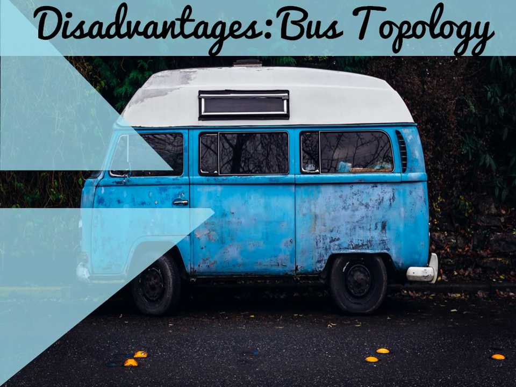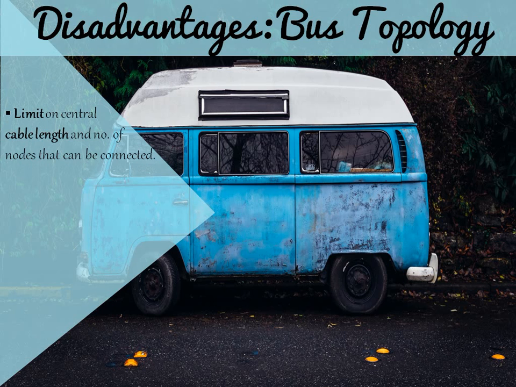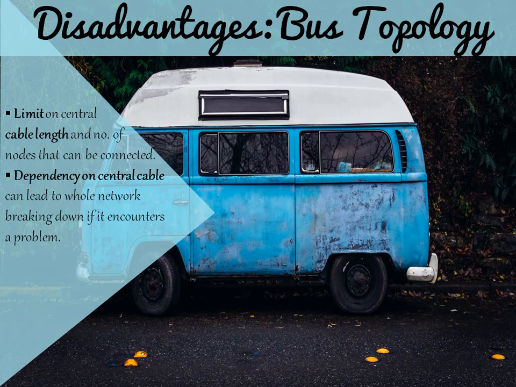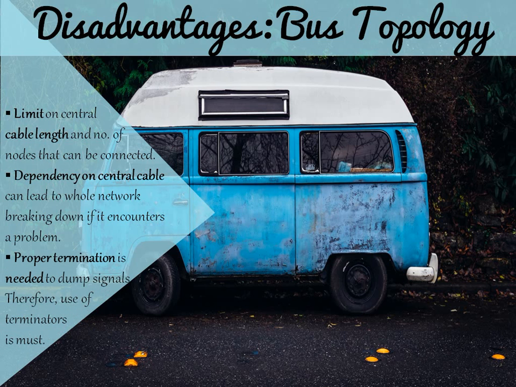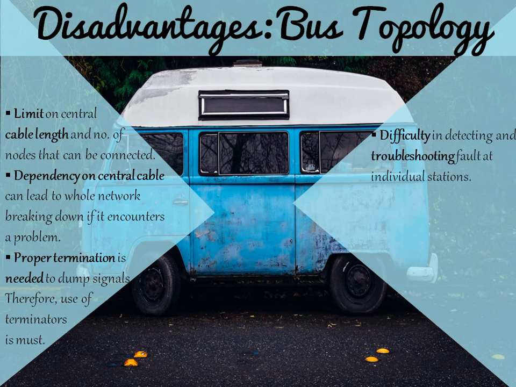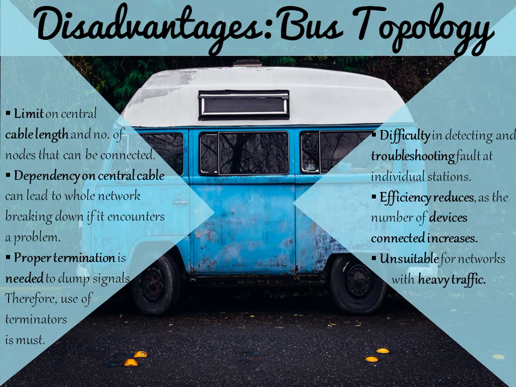Disadvantages of bus topology. First, there is a limit on central cable length and number of nodes that can be connected. Second, dependency on the central cable can lead to the whole network breaking down if it encounters a problem. Third, proper termination is needed to dump signals, therefore use of terminators is a must. Fourth is difficulty in detecting and troubleshooting faults at individual stations. Efficiency reduces as the number of devices connected increases. And last, it is unsuitable for networks with heavy traffic.